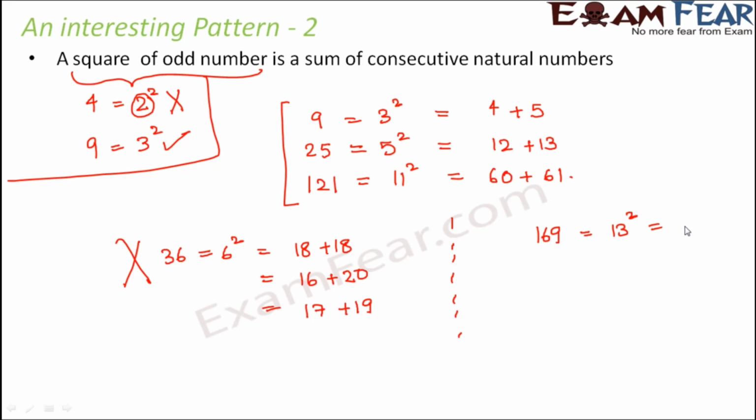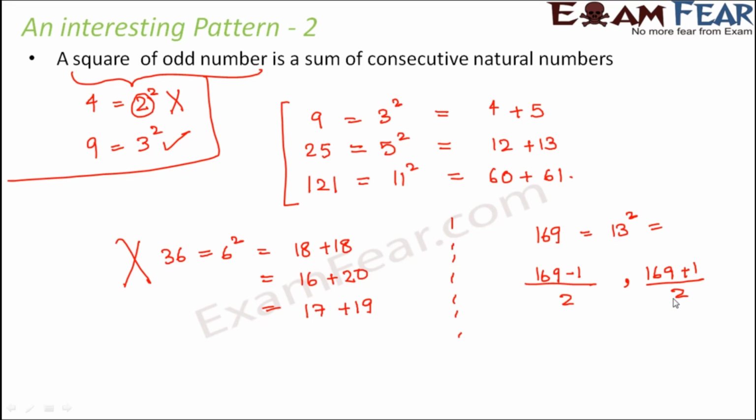To find out which two numbers sum to it, what you do is: the given number minus 1, divided by 2, would be one number, and the given number plus 1, divided by 2, would be the other number. So the given number is 169: 169 minus 1 divided by 2 would be one number, and 169 plus 1 divided by 2 would be the other number.